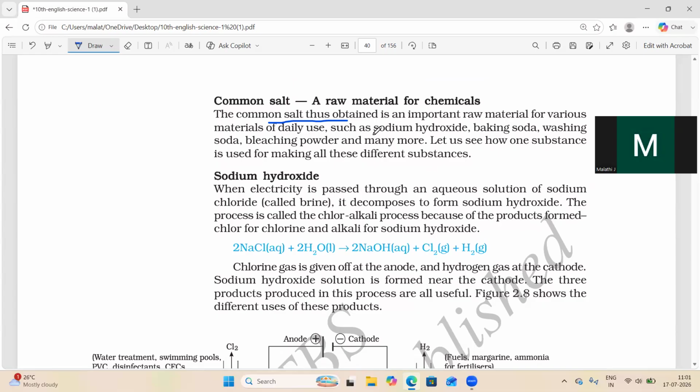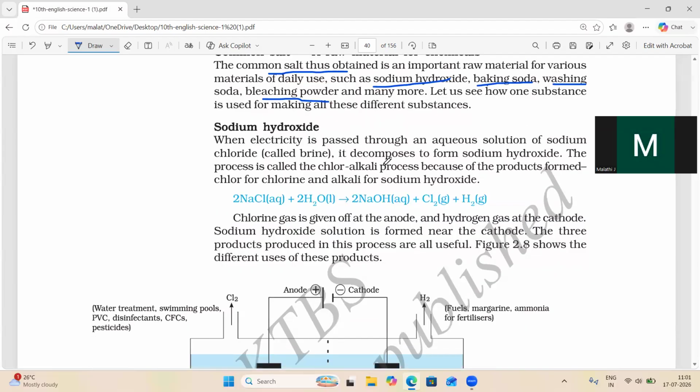We use the raw material sodium chloride to make various substances, such as washing soda and bleaching powder. So how are these substances used to make all the different substances? By using these common salts, we obtain important raw materials: sodium hydroxide, baking soda, washing soda, and bleaching powder. How they will be formed, we will see.